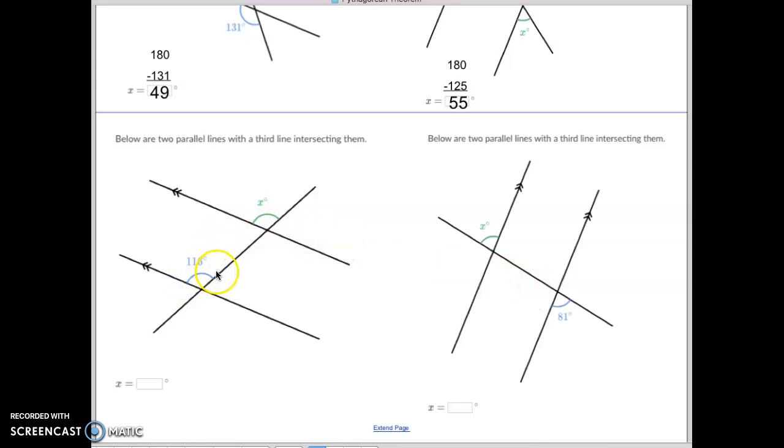The easier ones are if they ask these. This big angle is 116. They're looking for this big angle. Well, they're the same, so it is 116. Just that simple. This small angle here is 81, so this small angle here is also 81. They want the opposite or the vertical angle. We already said those two are the same, so then that one is also 81.